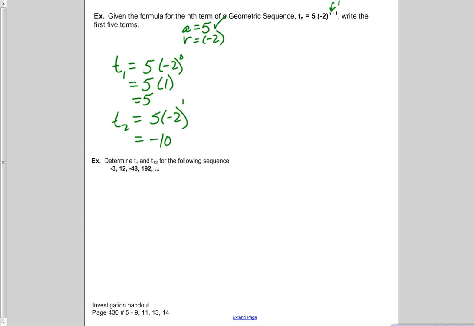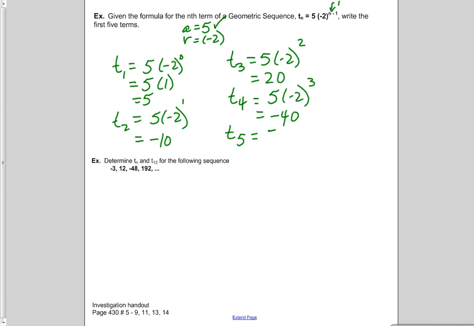It's -10. My third term is 5 times -2 to the 3 take away 1 is 2. 5 times 4 is 20. T4. 5 times -2 to the 4 take away 1 is 3. -2 cubed is -8, -40. And my last term is 5 times -2 to the power of 4. 16 times 5 is 80. Let's write it out like a sequence. 5, comma, -10, comma, 20, comma, -40, comma, 80, and so on, which is easier to see.